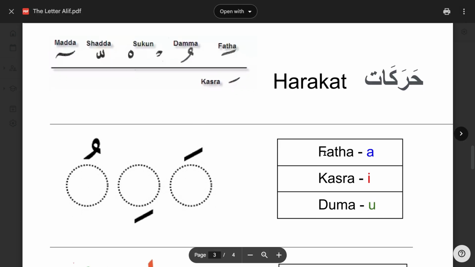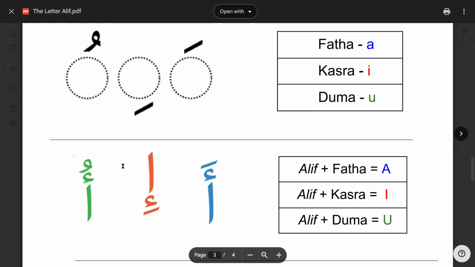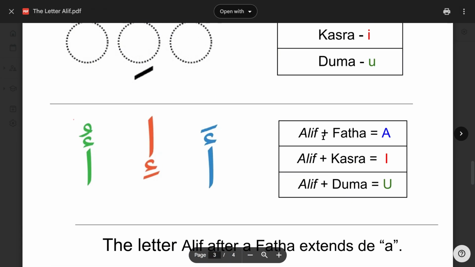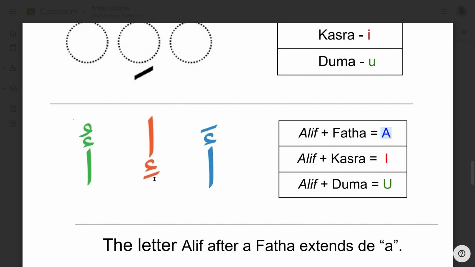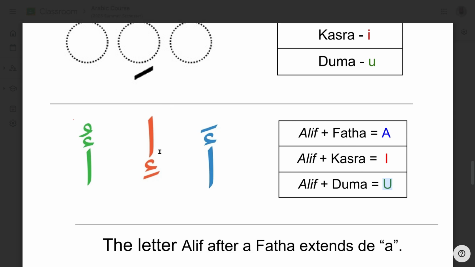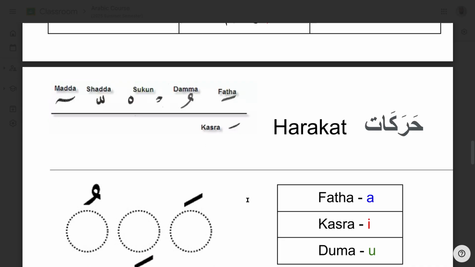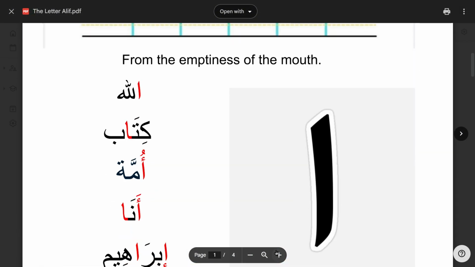Fatha, kasra, damma: fatha a, kasra i, damma u. So the alif, since it's already an a, we're going to change it when we add the harakah. So whenever you add a fatha to alif, you read it as an a regularly. Whenever you add a kasra to it, you're going to change the whole thing to an e. That's why in Ibrahim, we read it as an e. And then whenever you add the damma, the whole thing gets changed to a u. So we have a, i, u. U is going to be the example of umma that I showed you guys in the beginning. You might as well go to it so you can see it.